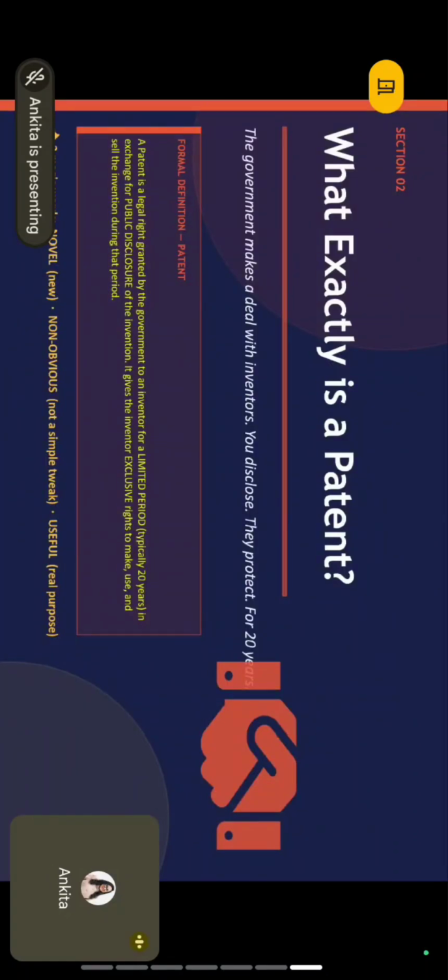Now, what exactly is a patent? If I tell you the formal definition, a patent is a legal right given by the government to the inventor for 20 years, in exchange for publicly explaining how the invention works. And during those 20 years, only the inventor can make, sell, or use that invention.